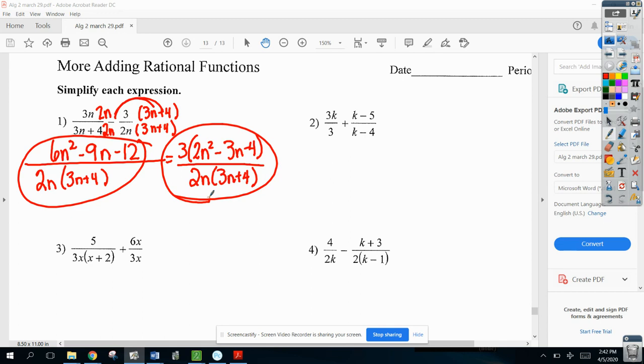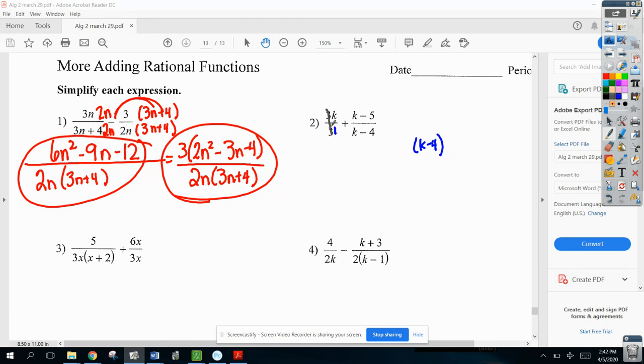Next one. Now, if you want to make your life easier on the next one, I need you to look at this first fraction. This first fraction has a 3k over 3, and you learned when you did exponents that what you have on the bottom and what you have on the top can cancel. I would just cancel that out. And I don't want black, I want blue. So really you have k over 1. And so your common denominator is just k minus 4.